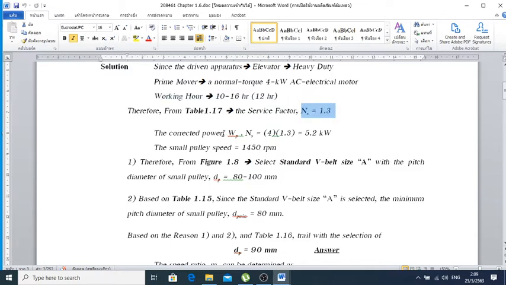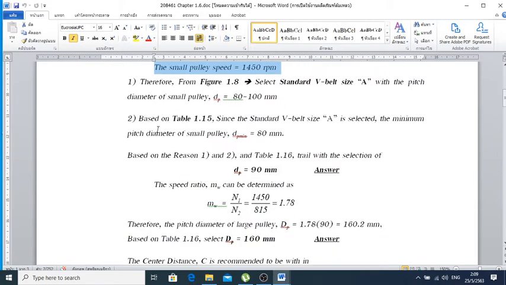So therefore, we find the V sub P. V sub P times the service factor gives the collective power, and the small pulley is given by the problem set. You use these two terms to find out in figure 1.8. It comes close to the A size, so that's why we go for the size A belt, with a D sub P recommended to be 80 to 100 millimeters.